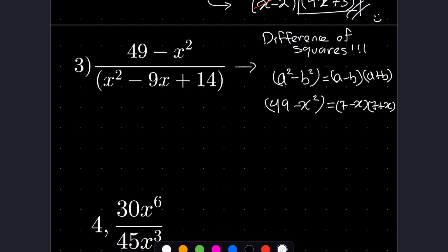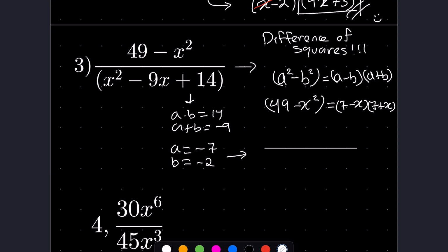And that's beautiful because that allows us to get this numerator simplified. And the bottom, well, we just got to think again, a times b gives you 14, yet a plus b equals negative 9. What would that be? Well, it's going to be negative 7 and negative 2, right? If you add them, you get that negative 9, and if you multiply them, that 14. So now our top and bottom, again, following that same pattern, the top is just a difference of squares, and the bottom is just the x minus 2 and the x minus 7.